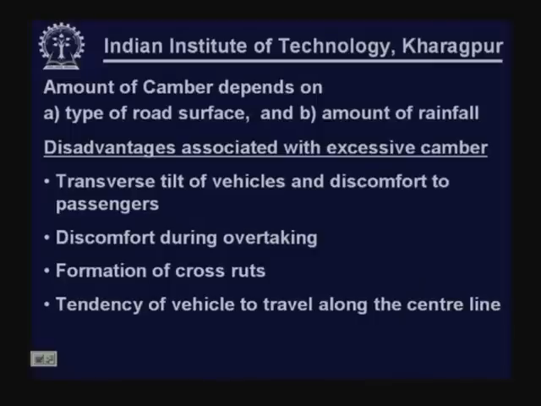What are the disadvantages associated with excessive camber? Transverse tilt of the vehicle because of the camber, and this will cause discomfort to passengers. It will also cause discomfort during overtaking, because the vehicle has to go to the other lane in most cases, particularly for a 2-lane road with 2-way traffic. Formation of cross ruts where there is heavy rain, and also the tendency of vehicles to travel along the central line, which is called the central seeking tendency of vehicles, which is not acceptable from the safety point of view.